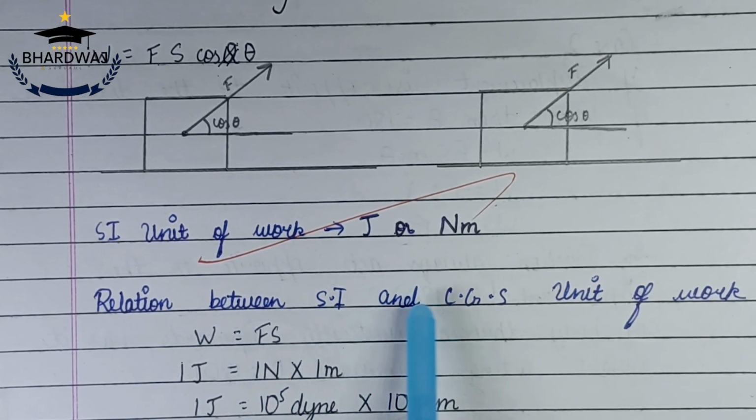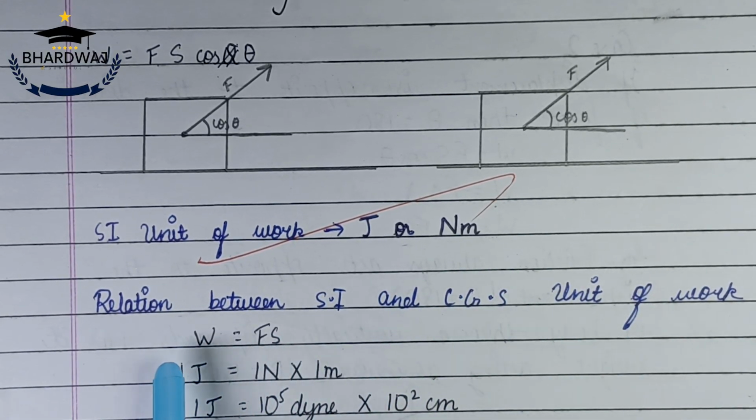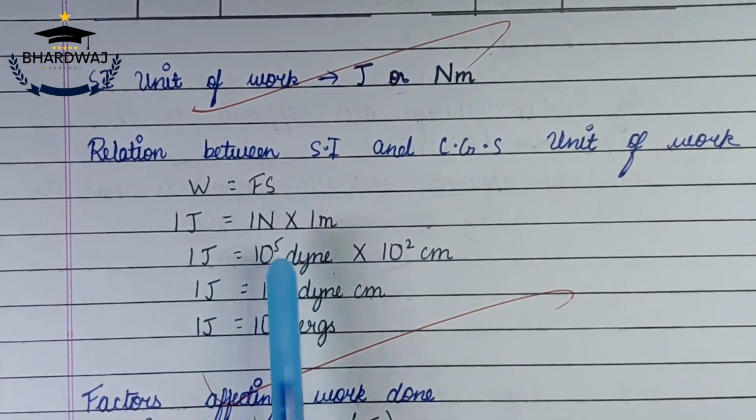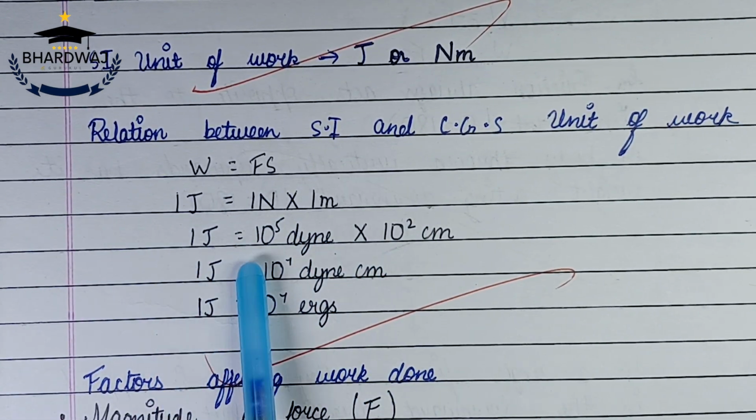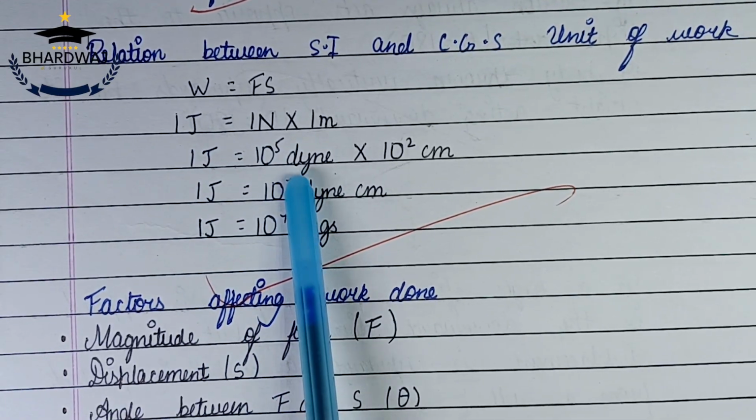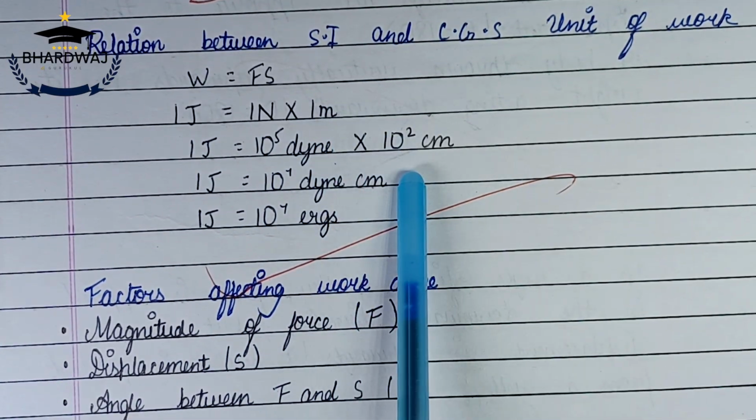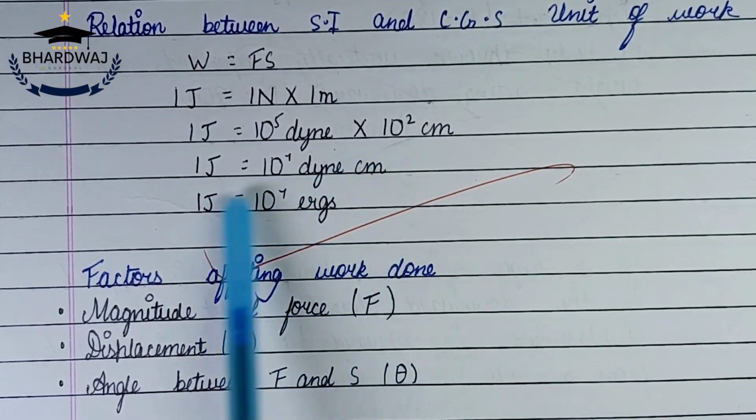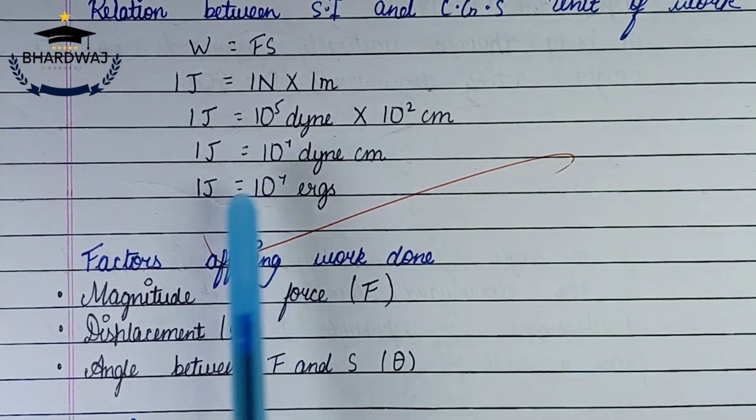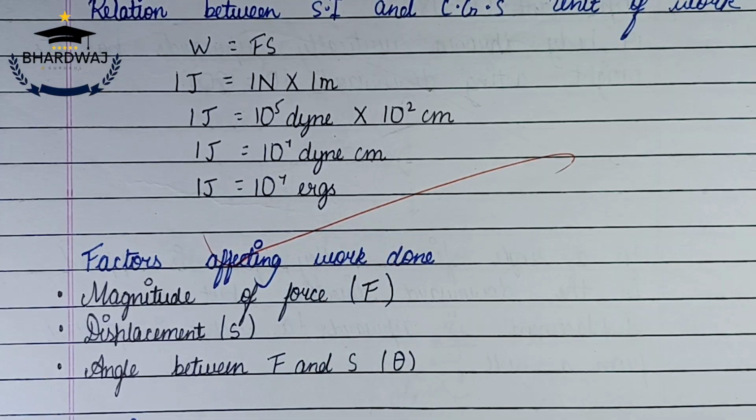Relation between SI and CGS unit of work. Work is equal to Fs. 1 joule is equal to 1 newton into 1 meter. So 1 joule is equal to 10^5 dyne, because 1 newton is equal to 10^5 dyne, and 1 meter is equal to 10^2 centimeter. So 1 joule is equal to 10^7 dyne centimeter, or 10^7 ergs.